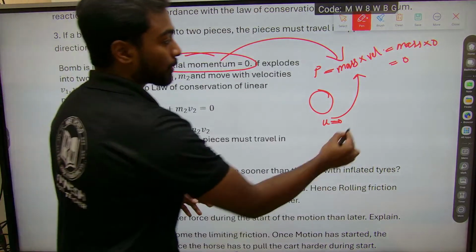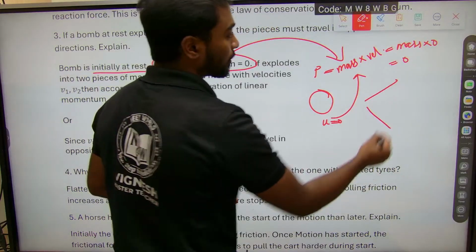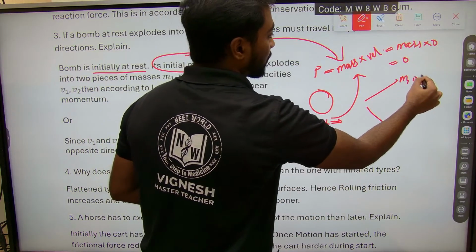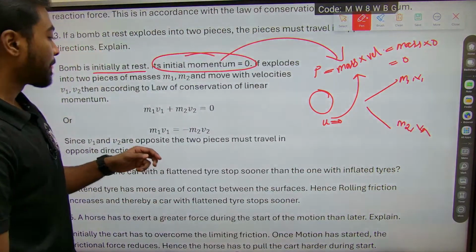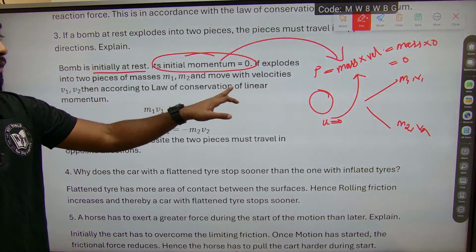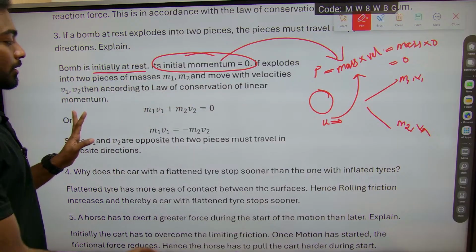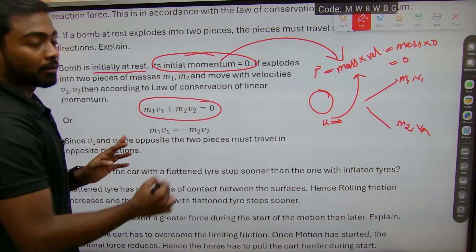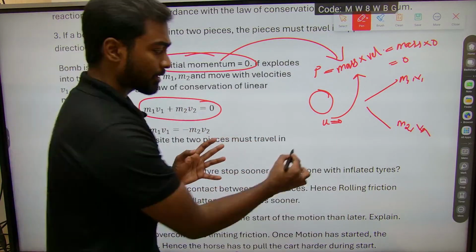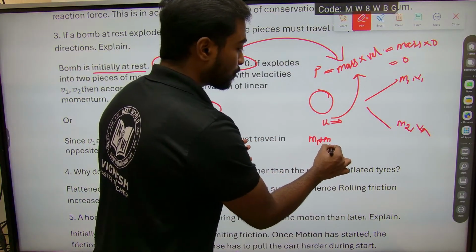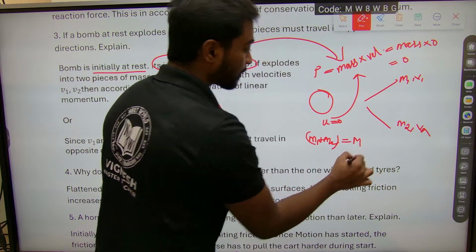After exploding, it went into two pieces with momenta m1 v1 and m2 v2, right? Then, according to the law of conservation of linear momentum, initially the total mass was m1 plus m2, which I have taken as m.